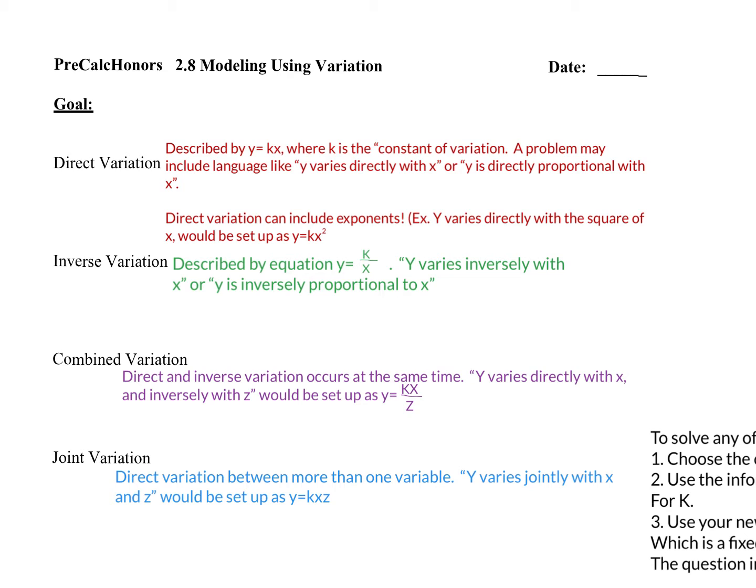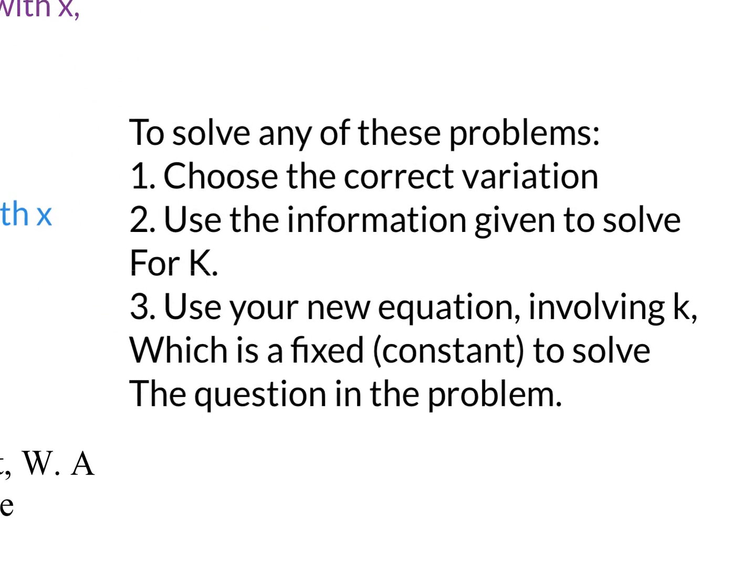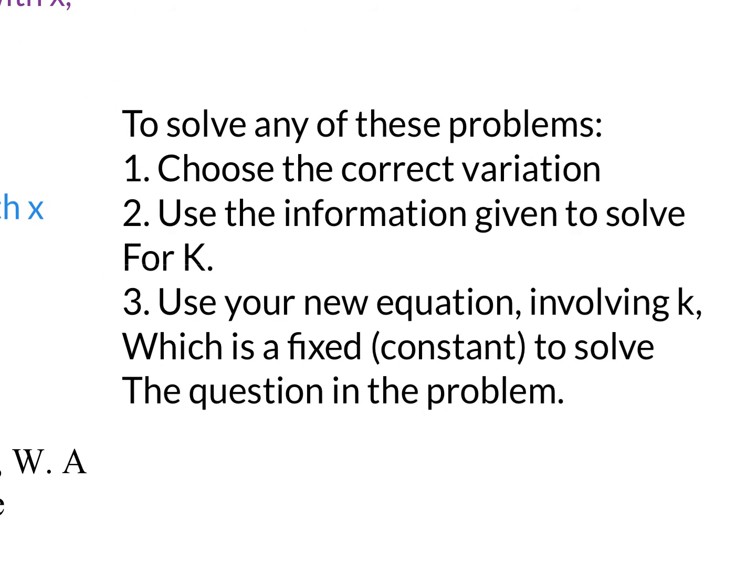So I'm going to let you guys just digest that now and see how we treat each of these. The good news is, while we have these 4 different types of variations, we really solve them all the same way. So to solve any of these problems, we want to choose the correct variation setup, based on the context of the problem, whether it's direct, inverse, combined, or joint. We are going to use the information to solve for k.